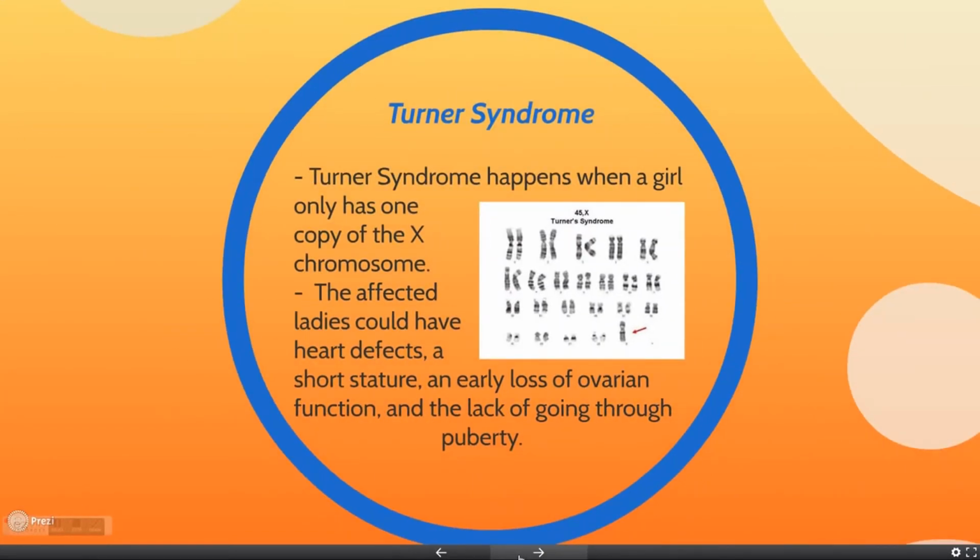Turner syndrome happens when a girl has only one copy of the X chromosome. Normally, females have two X chromosomes. However, with this disorder, one X chromosome is missing or altered. The affected girls could have heart defects, a short stature, and a lack of going through puberty.